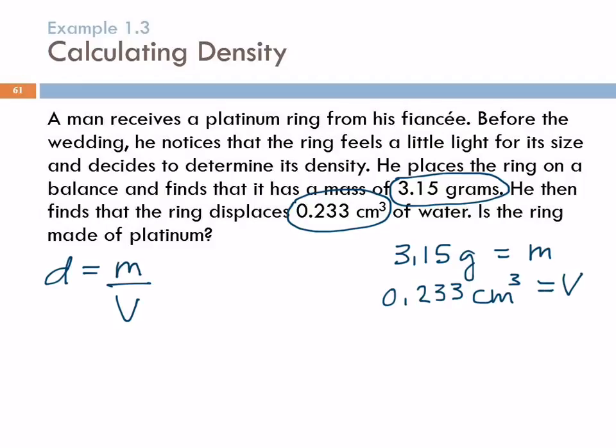So this problem is actually quite straightforward. We identify those numbers and then we put them into the equation. 3.15 grams, 0.233 cubic centimeters. Always include the unit. Every single time you write the number.